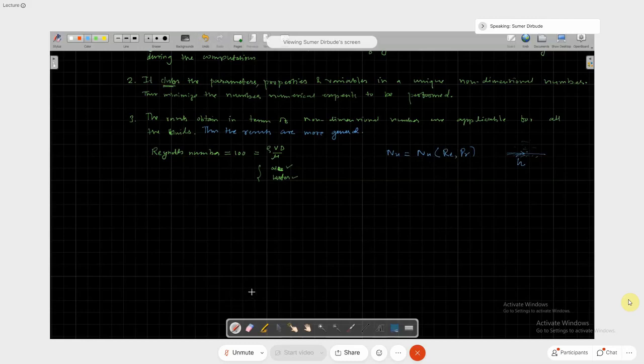Now we'll move on to non-dimensionalization. In non-dimensionalization, we should be careful about the characteristic or reference velocities, characteristic lengths, reference pressure, or reference temperature differences. These are very important. So, characteristic length.